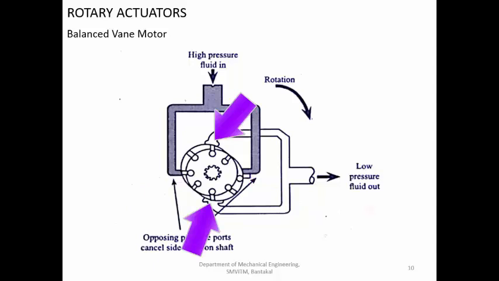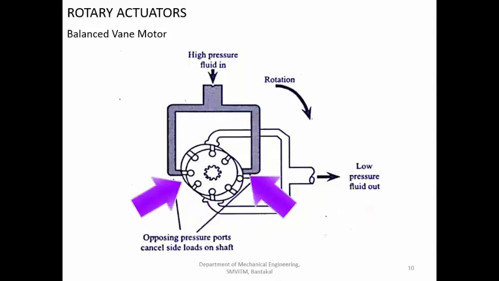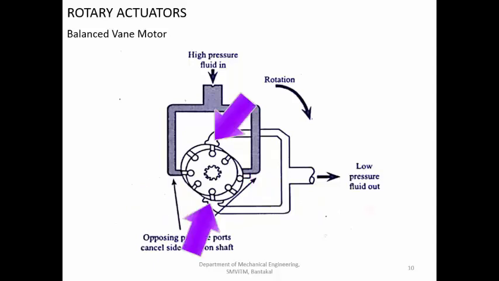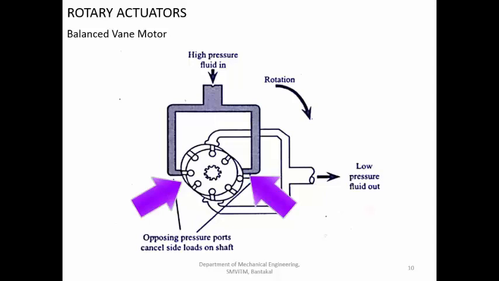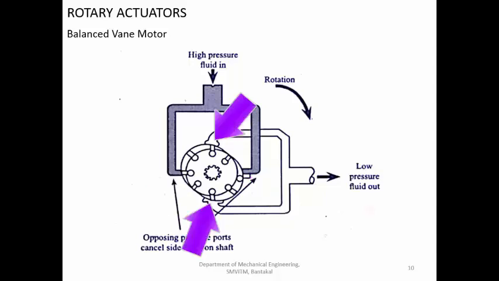So through two ports, the fluid will enter into the casing, and through two ports, the fluid is escaping from the casing. Now both the inlet ports will be on the opposite sides and both the outlet ports will be on the opposite sides. Now what will happen?